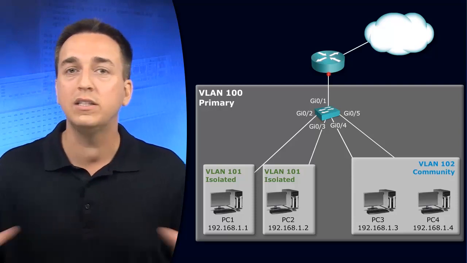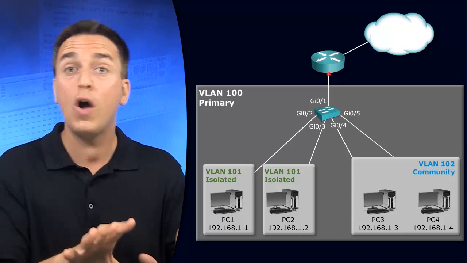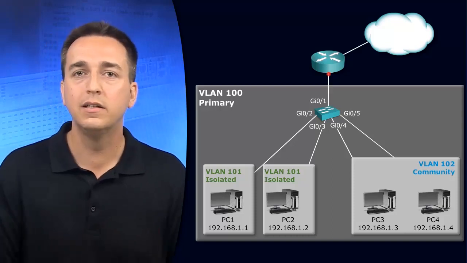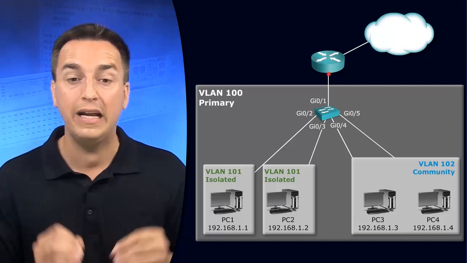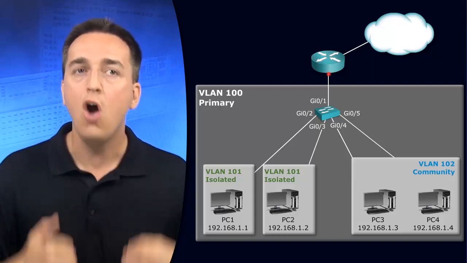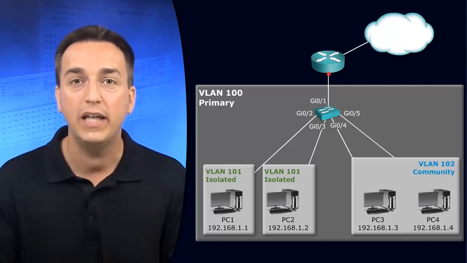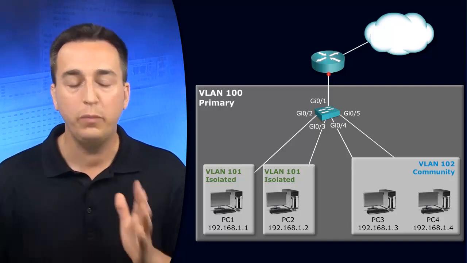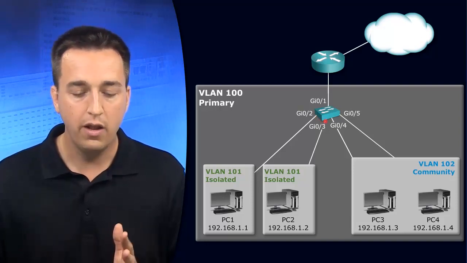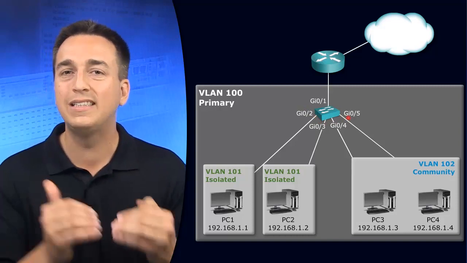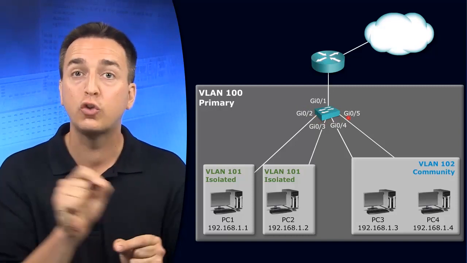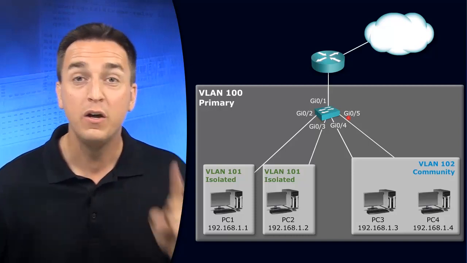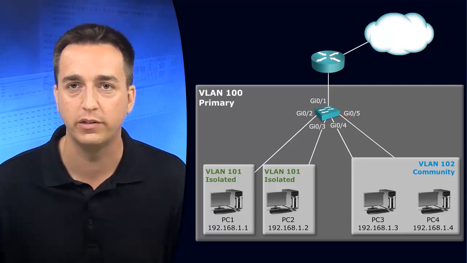We leave the addressing the same. We leave that primary VLAN as is. Let's not change that. All we have to do now is create sub-VLANs within that VLAN. So VLANs within VLANs. And then when we associate the ports on the switch with these sub-VLANs, it's the switch that has the ability to control the flow of traffic between all the different switch ports.